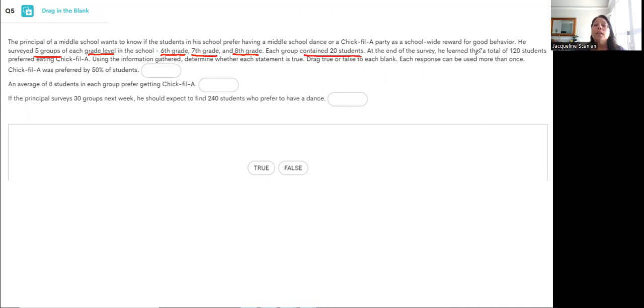At the end of the survey, he learned that a total of 120 students preferred eating Chick-fil-A over selecting the school dance. Using the information gathered, determine whether each statement is true. Drag true or false to each blank. Each response can be used more than once. Okay, so we got a lot of information going on here. First of all, we've got to deal with how many people we're talking about.